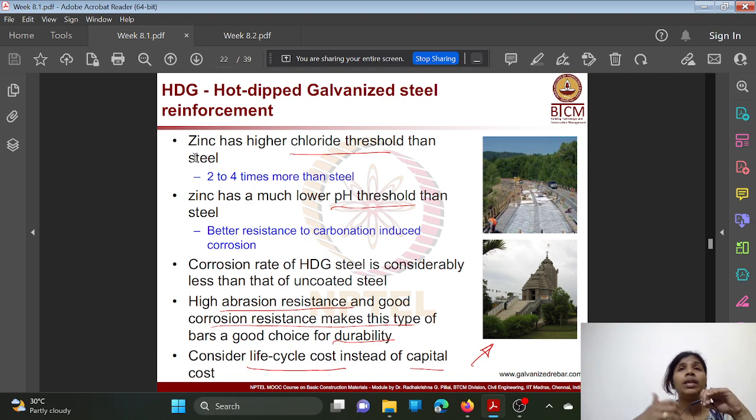That means it needs 2 to 4 times the amount of chloride to get corroded when compared to the normal steel, plain steel. Okay, and another thing is zinc has much lower pH threshold than steel. So when it has lower pH threshold, what will happen is there will be, we can see, better resistance of the particular bar to carbonation induced corrosion, like chloride induced corrosion and carbonation induced corrosion.